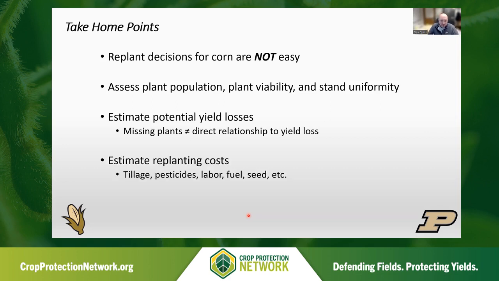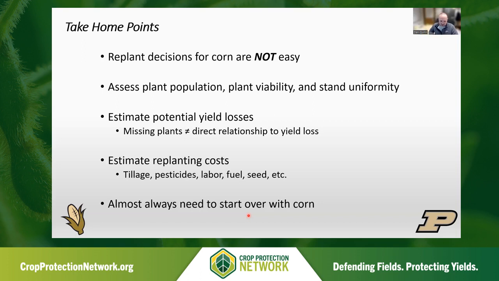And also estimating replant costs. This is going to vary based on operations, farmers and locations. But do we have tillage costs? Do we have pesticide costs? What is the labor? What is the fuel? Do I have replant seed costs? There are a lot of different factors that come in when weighing what it is going to cost and whether it is worth it to do the replant. Or, based on the estimation of yield loss, is it not worth having all these additional costs for that replant?